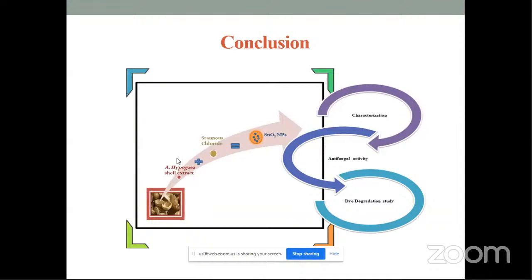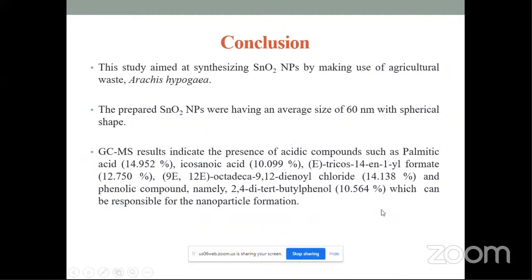The very important concept involved here is that you take a shell and, with stannic chloride, convert it into SnO2 nanoparticles, and we characterize them and test the antifungal activity, and it acts as a degradation agent. This is very useful here. We wanted to say that the nanoparticles, with a size of 60 nanometers and spherical shape, play a major role. The agricultural waste is converted into a means of decreasing the pollutants in water.